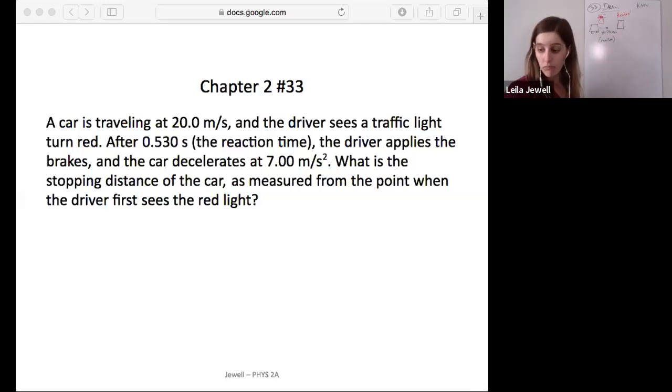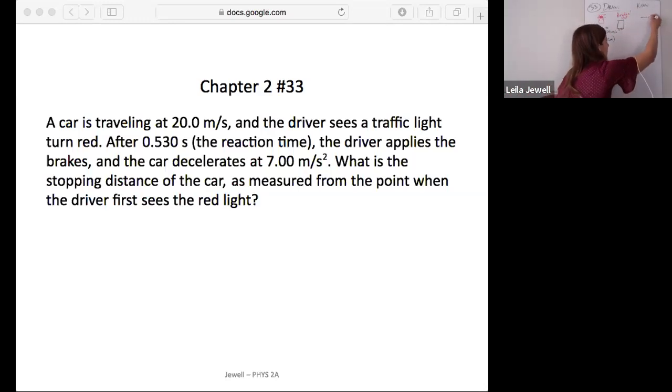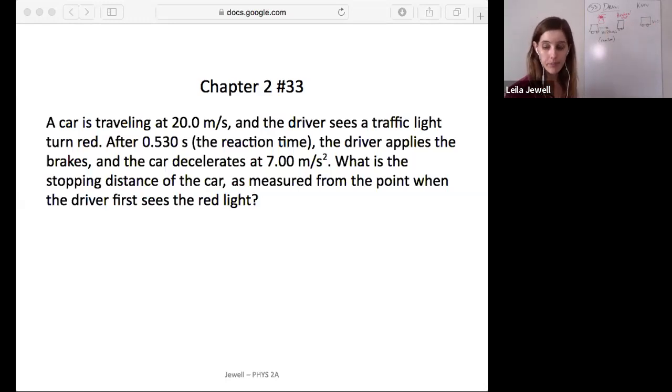Right, so the brakes start here. And we want to know the stopping distance of the car. And the car is now decelerating, right? So I'll add my wheels in here. So eventually, the car is going to come to a full and complete stop. V is equal to 0.